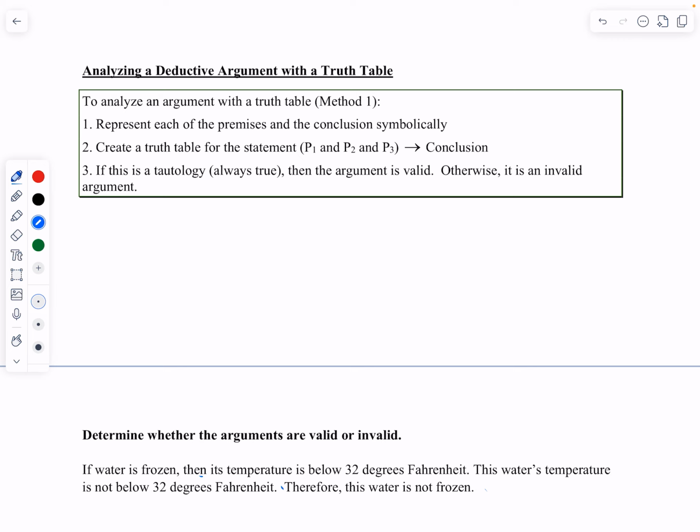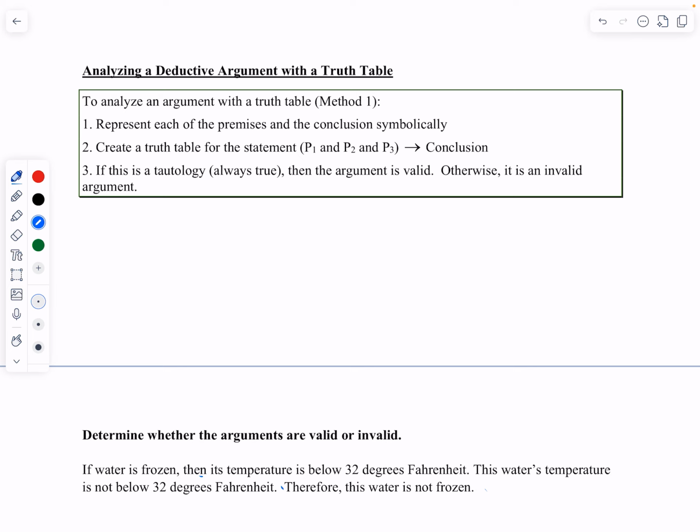We're going to represent each premise and the conclusion symbolically. Then we're going to create a truth table for the statements, and we're going to label columns that are premises and columns that are conclusions. If this is a tautology, which is always true, then the argument is valid. Otherwise, it's an invalid argument.